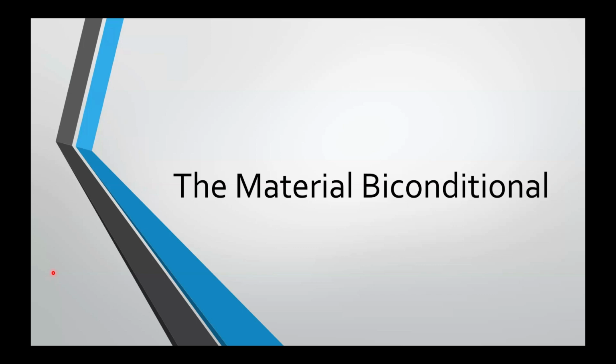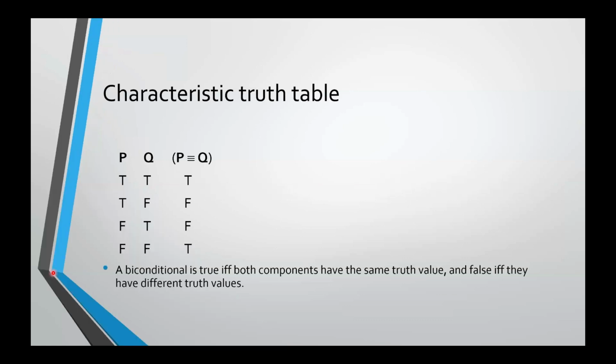In this video, we're going to look at the material biconditional. So this is the characteristic truth table for it. It is true if both of the components have the same truth value and false if they have different truth values. So if they're both true, it's true. If they're both false, it's true. And then if one is true and the other is false, then it's false.